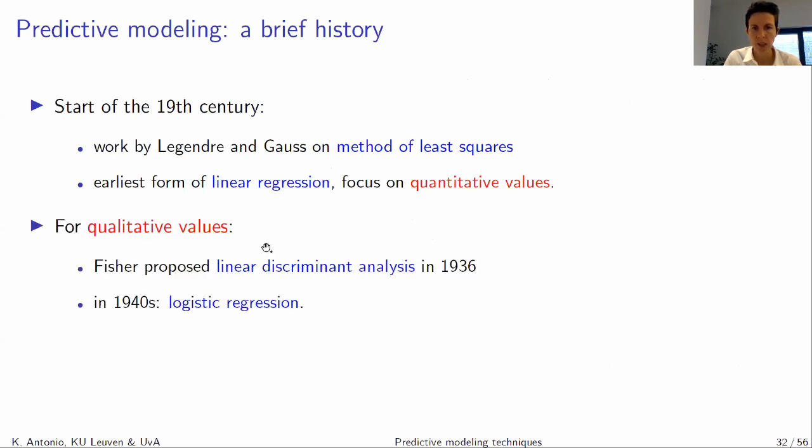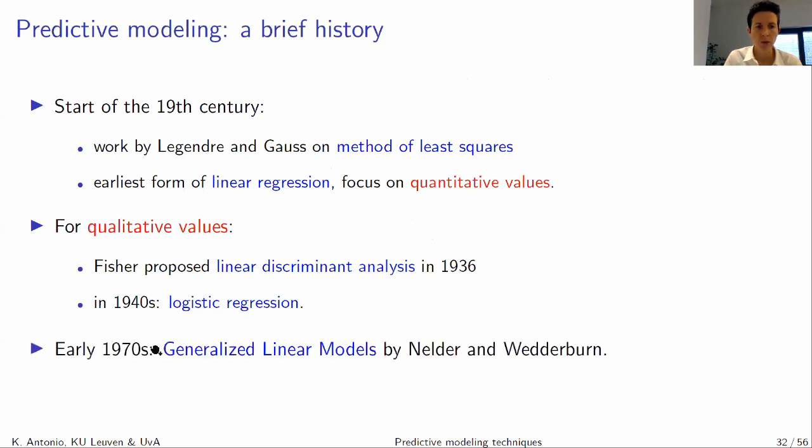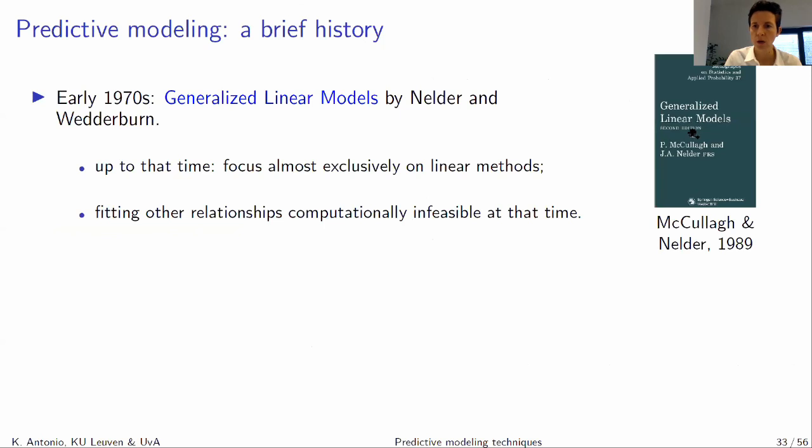That was then extended to also analyzing, modeling qualitative values, classification problems, logistic regression in the 1940s. Then in the 1970s, the generalized linear model work came up. So we discussed that already extensively. We discussed the book of McCullagh and Nelder and the important concepts of these GLMs.